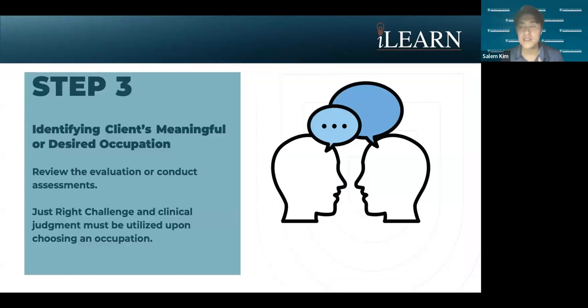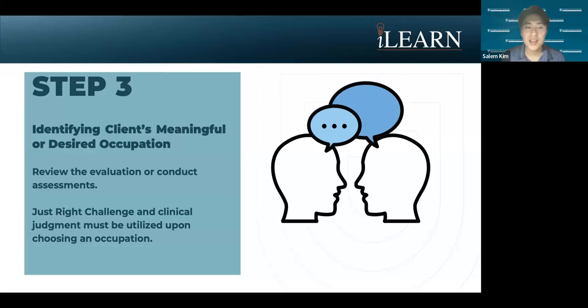If you haven't already discussed with your client through your evaluation process or occupational profile process, try to identify what is really a meaningful or desired occupation for your client. There are cases where your client really didn't specify this occupation during the evaluation process. In that case, we can use different assessment tools like the COPM or interest checklist to identify the meaningful or desired occupation, or any occupation that might interest your client, so that the compliance of hand therapy is increased as well.